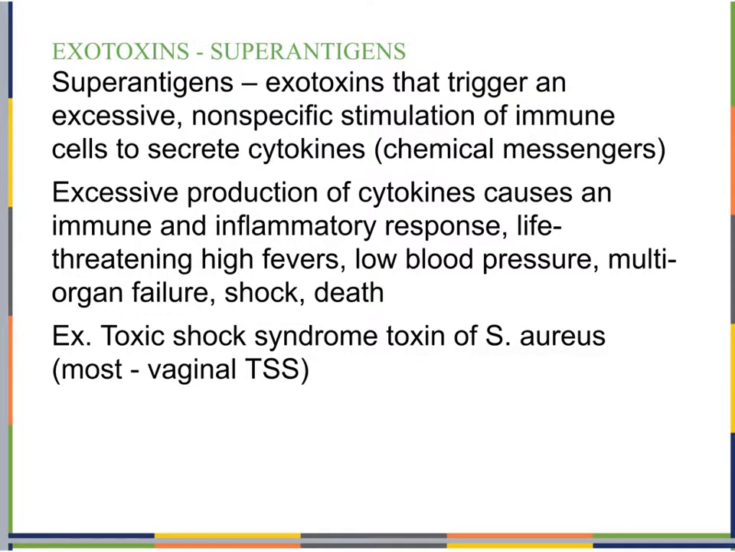So then the next exotoxin we're going to talk about is, in general, what are called superantigens. So superantigens are exotoxins that trigger an excessive response, an excessive, non-specific stimulation of immune system cells. Now, what this does is it causes them to secrete lots and lots of cytokines. And cytokines are these little chemical messengers.